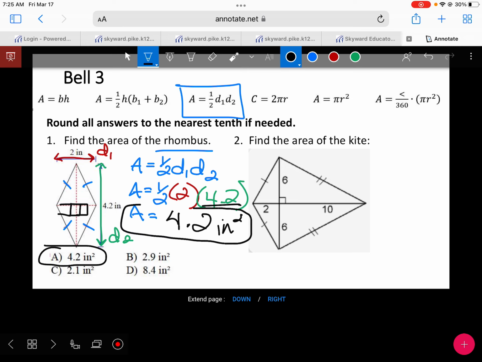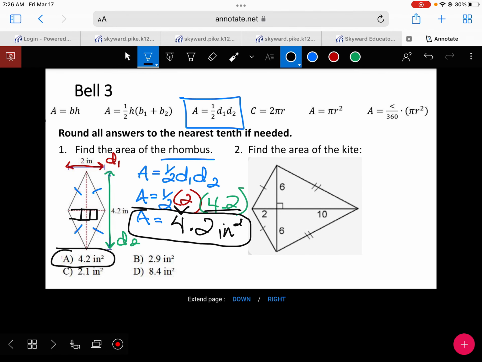Just for those of you that are a little bit more mathy, okay, you could have said, what is half of 2? 1, and 1 times 4.2 gives you that 4.2. So you could have done that mentally, but it's fine to use the calculator. All right? Any questions on that first problem?